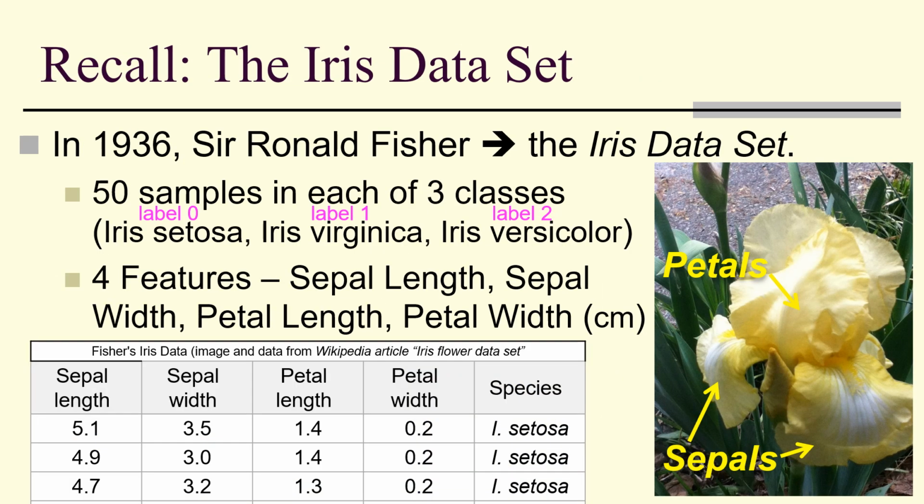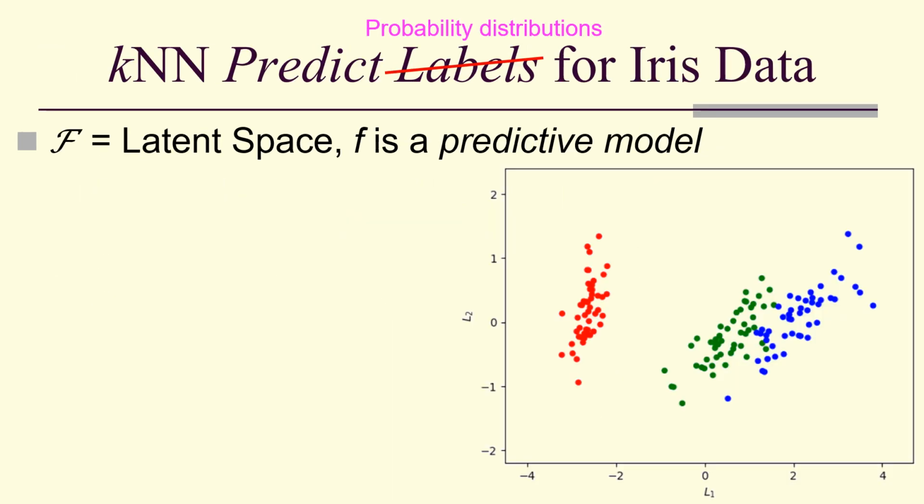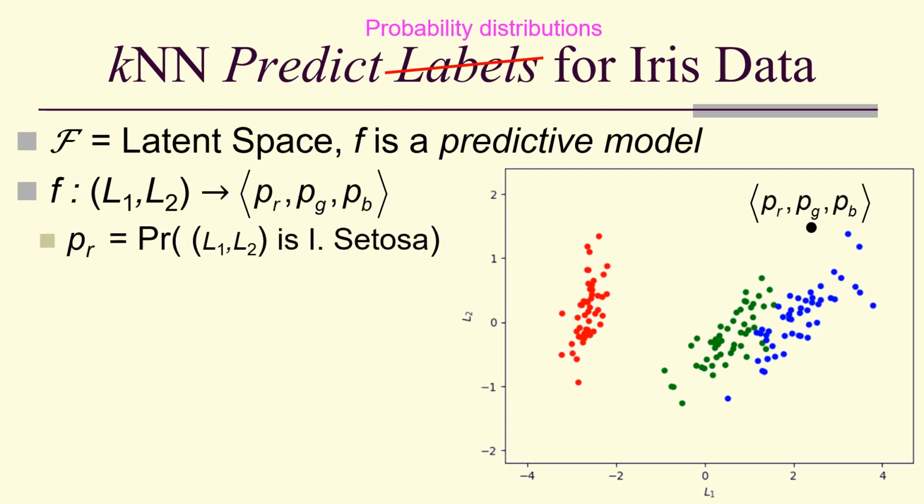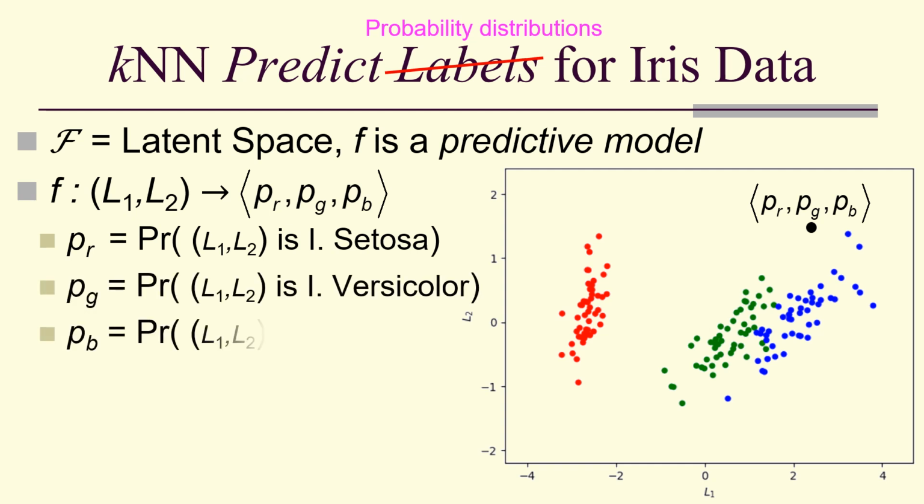For example, recall the iris data. So let's revisit a previous model, now predicting probability distributions. Here f was our latent space. Little f is now going to be a predictive model. That means that labels will be assigned probability distributions. Here's a point, and we assign it a probability distribution, where PR is the probability that the point is labeled by iris setosa, PG by iris versicolor, and PB by iris virginica.